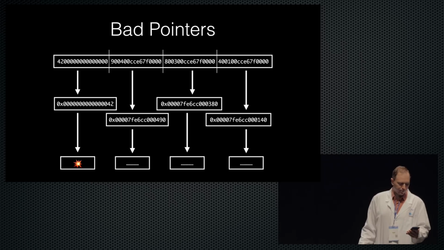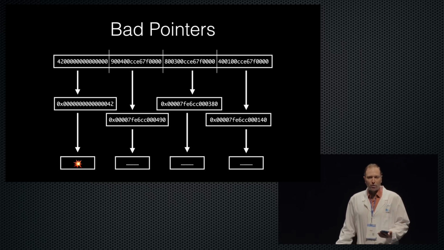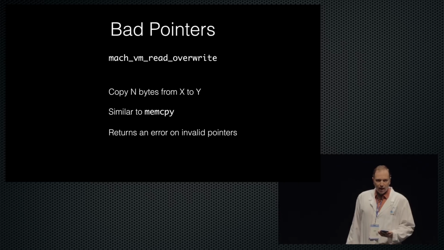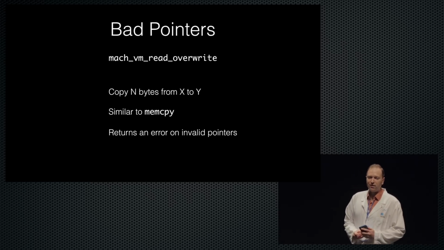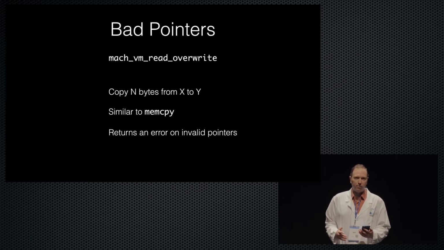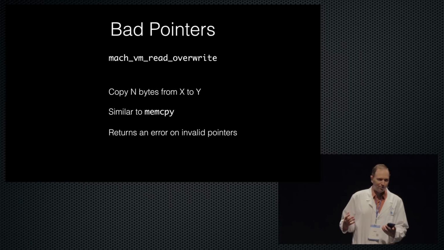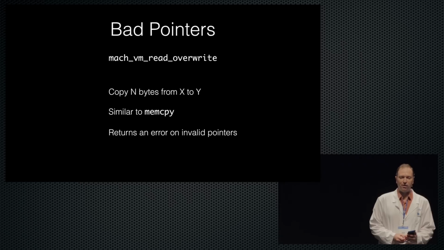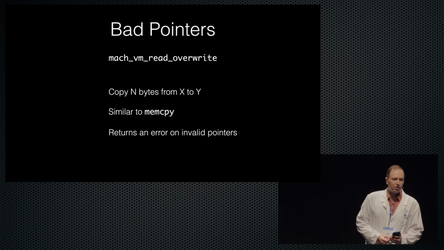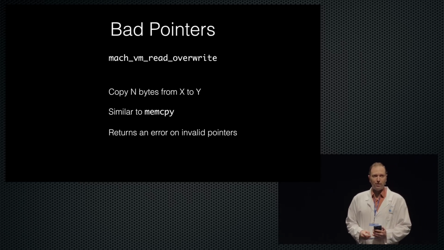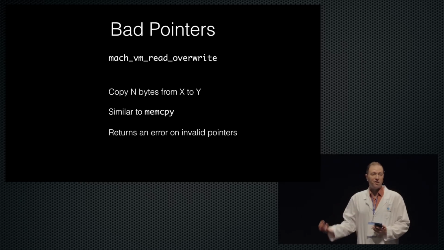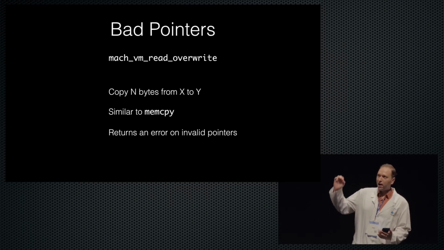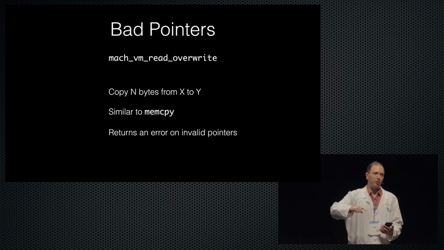So we want to be able to read from pointers without crashing if they're bad. On the Mac and on iOS, we've got this nice low-level function. Apple platforms use a Mach kernel, highly modified and added on to, but the low-level Mach calls are still there. And there's a Mach call called mach_vm_read_overwrite. Essentially, it's a system call where you give it two pointers, and you say, I want to copy this many bytes from that pointer to this pointer.